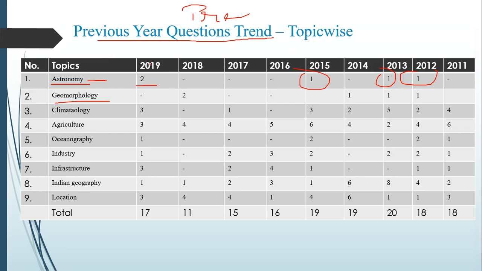In climatology, 3 questions were in 2019, 18 no question, 17 1 question, 16 no question, 15 3 questions, 14 2 questions, 13 the highest, 5 questions from climatology, and then the second highest was 4, in 2011, and then the third highest in 2019, maybe in 2020 a question can be asked. But see the trend of the climatology section, every year approximately one or two questions were asked, so focus is very, very important from a geography perspective.